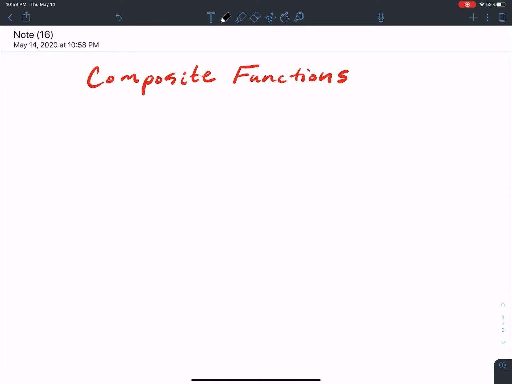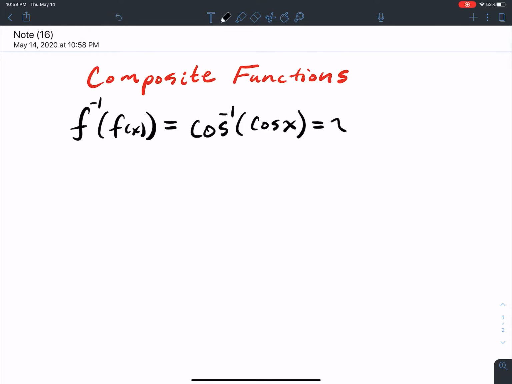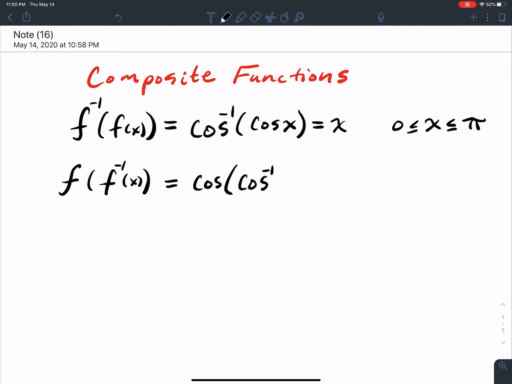Okay, so in this video we're going to do composition of functions. So I've got f inverse of f of x equals cosine inverse of cosine x, which is equal to x, where x is stuck between 0 and pi. The other form of this composition is f of f inverse of x, which is the cosine of arc cosine of x, which equals x, as long as x is between -1 and +1.